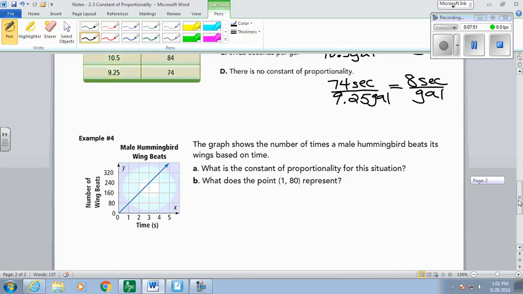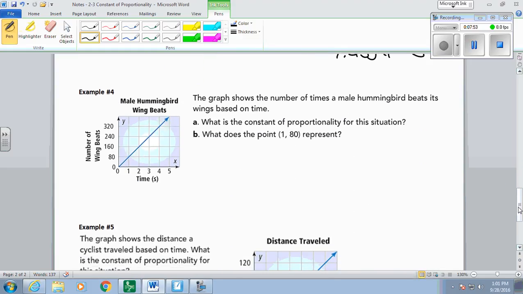Number 4, you have a little graph here. It says it shows the number of times a male hummingbird beats its wings based on time. What is the constant of proportionality for this situation? And then B, what does the 0.180 represent? So the constant of proportionality, again, is the same thing as a unit rate. This is nothing new for us.